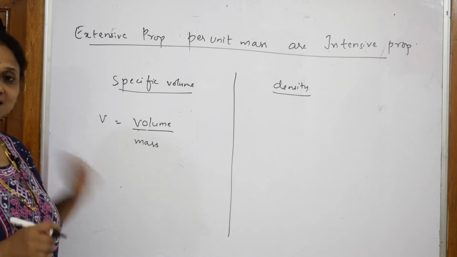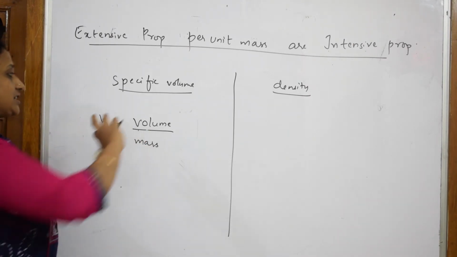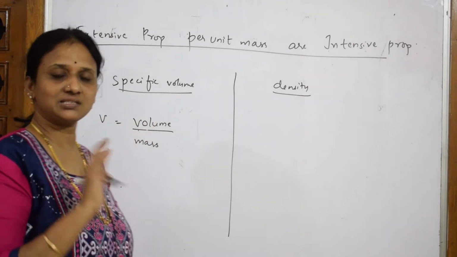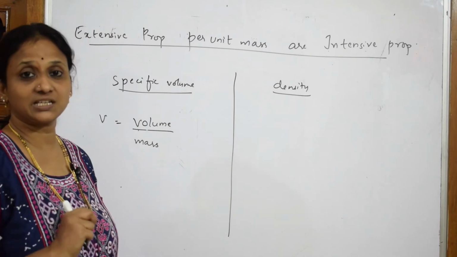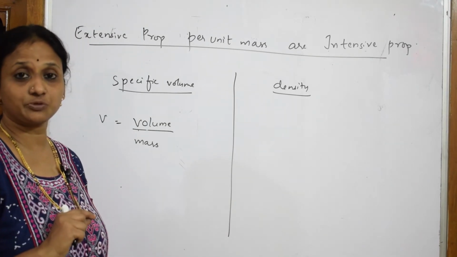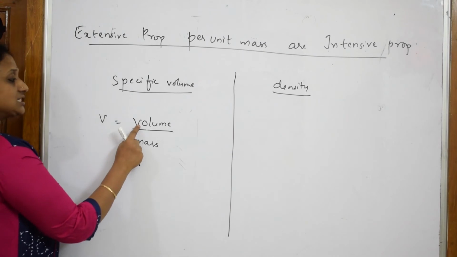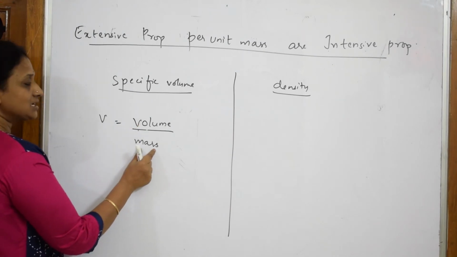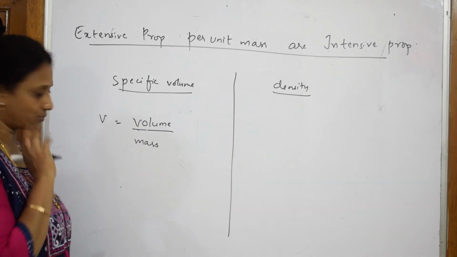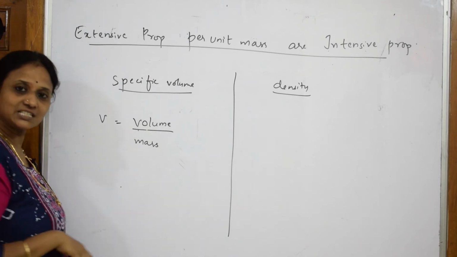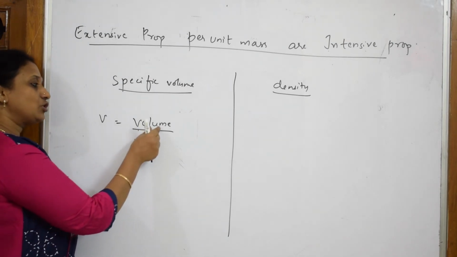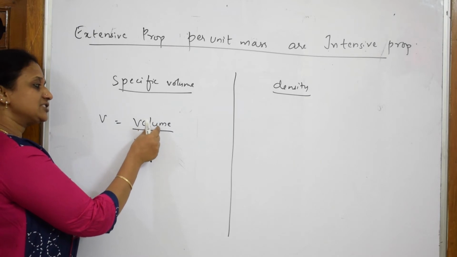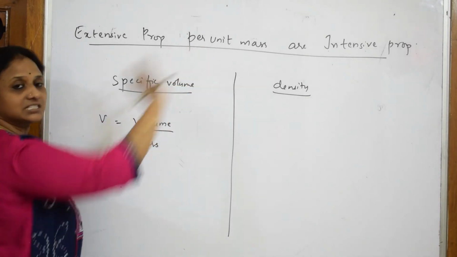What do we study? Mass is an extensive property. Volume is an extensive property. Energy is an extensive property. Extensive property per unit mass is an intensive property. Remember. So specific volume is an intensive property. Volume, or the extensive property per unit mass, is an intensive property.